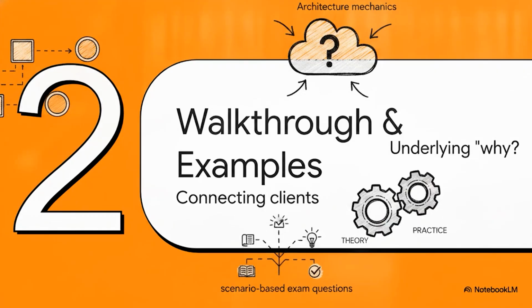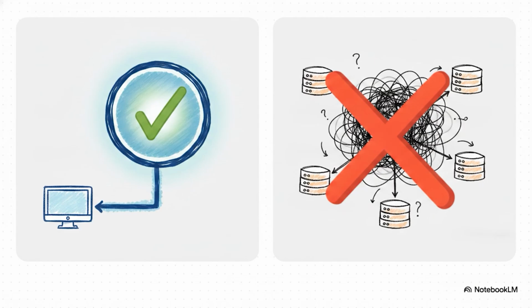Moving right along to Section 2, Volumes, Walkthrough, and Examples. Let's connect the dots on how this actually works under the hood. Okay, pay attention, because this is a massive exam point. You need to firmly contrast the right way to do things with the very, very wrong way. The absolute best practice? Connect your clients using the single iSCSI data services IP address. That one single IP acts as your target discovery portal.